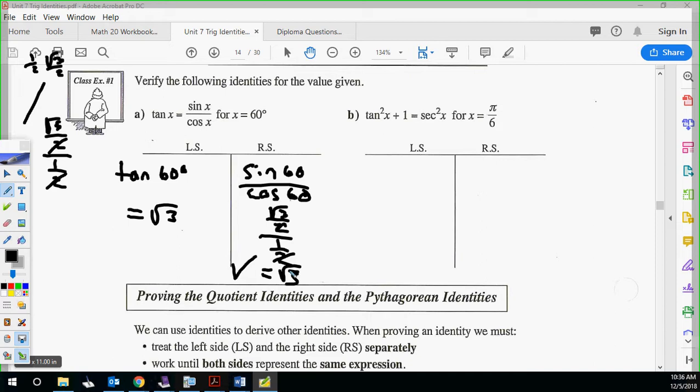So we're looking at pi over 6 for tangent squared and then secant squared. What we want to do is plug pi over 6 into x. So that means we're going to go tangent pi over 6. Remember, that means the whole thing is squared, plus 1. So what is tangent at pi over 6?